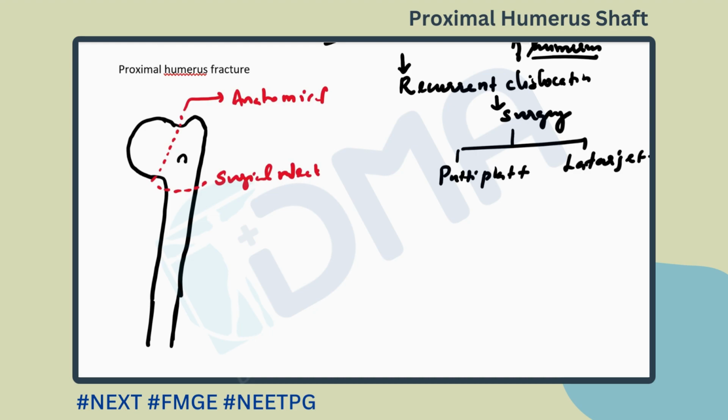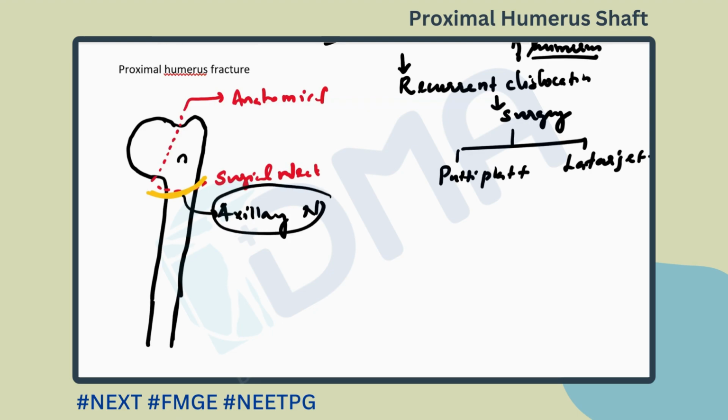So around the surgical neck of the humerus, there is an important nerve which is running, and this nerve is called the axillary nerve. So in a proximal humerus fracture, the nerve that can get injured is the axillary nerve.